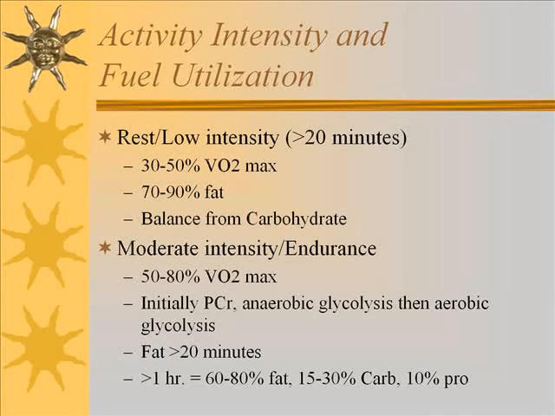In moderate intensity activities, this applies usually to an endurance type of event, we would initially use phosphocreatine and anaerobic glycolysis, and then we would move into aerobic glycolysis. After 20 minutes of that moderate intensity workout, we would start utilizing fat for energy. At greater than 1 hour of working out, I gave you a sampling of where your body probably will be going for energy. After about an hour, 60 to 80% of the energy is coming from fat, 15 to 30% would be coming from carbohydrate or glucose, and 10% from protein.